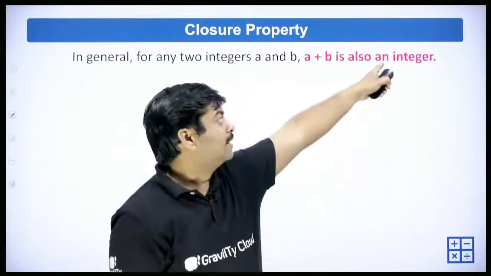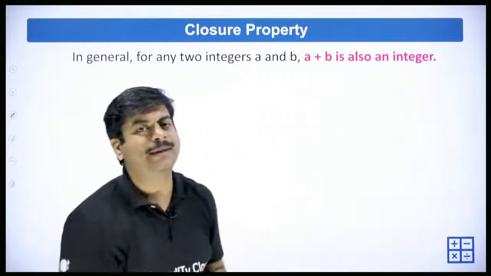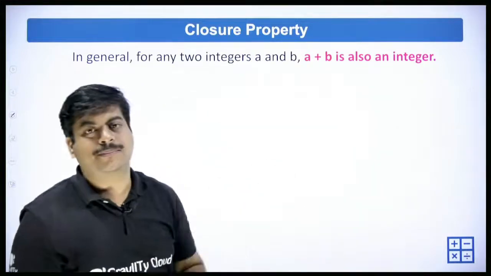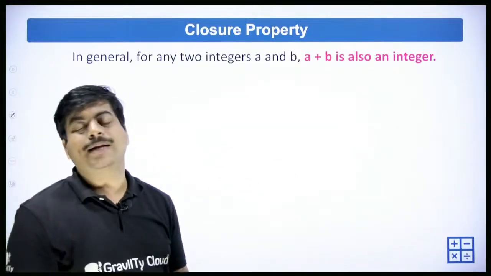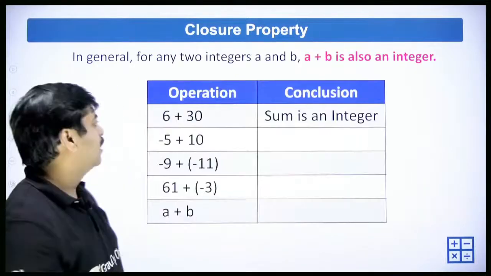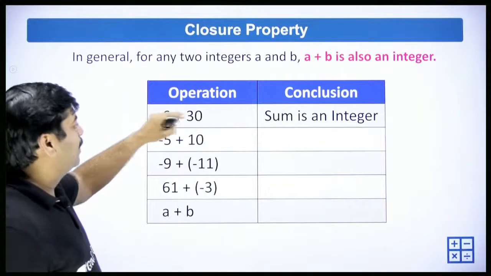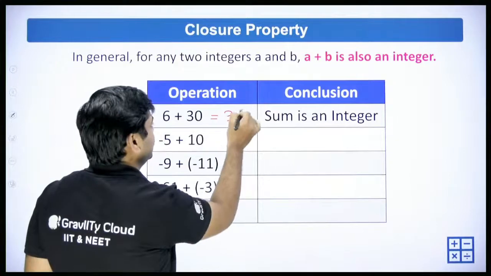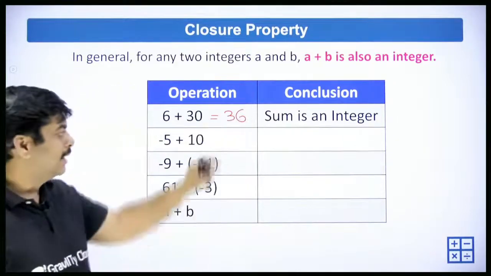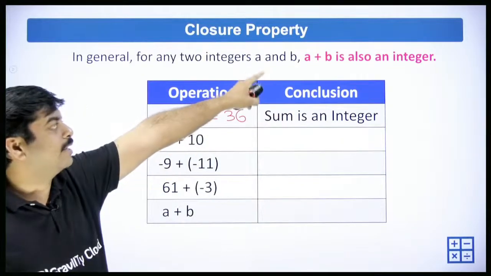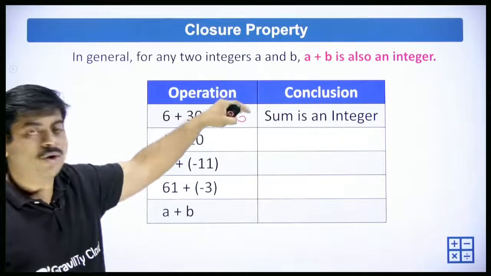The first one we are going to discuss is addition. When a and b are integers, I want to check whether a plus b is also an integer or not. Let us take one value, 6 plus 30. What is 6 plus 30? 36, which is the sum, right? Again, the sum is an integer. Yes, I got an integer.